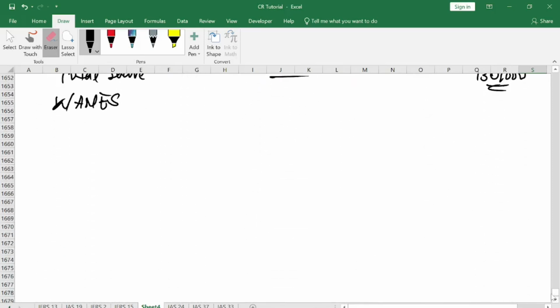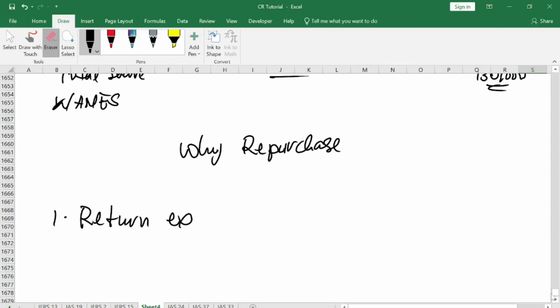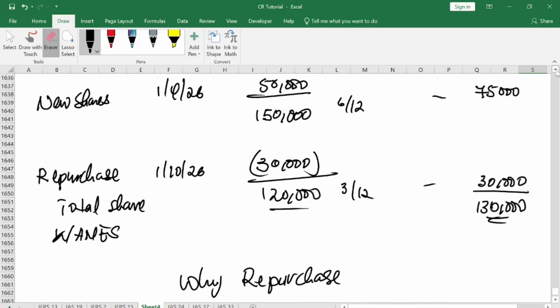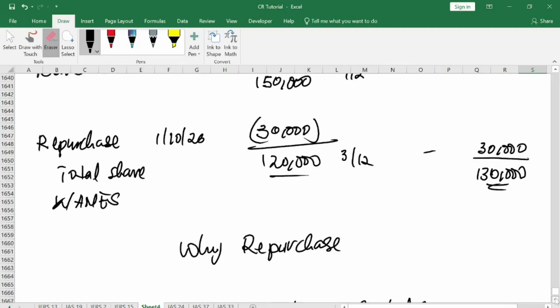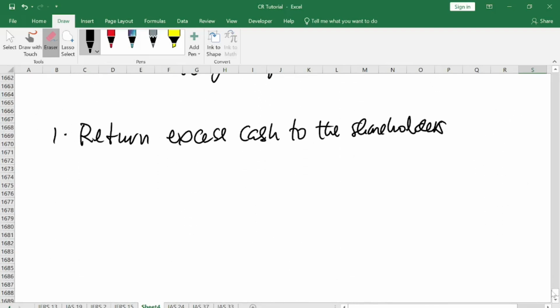Now, why do companies repurchase shares? Why do they do repurchase? One, they can do repurchase for these reasons. One, to return excess cash to the shareholders. Now, have you seen this instance? We realize that these 30,000 shares will be repurchased by the company, and the company will pay cash to the shareholders. That's why we say return excess capital to the shareholders.